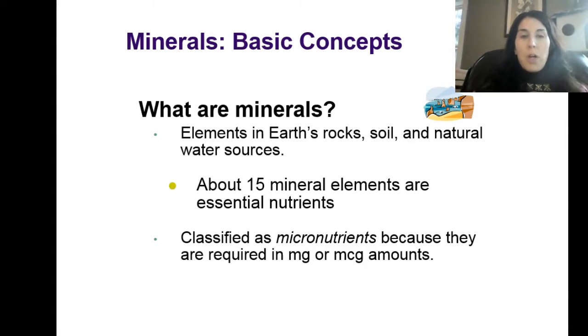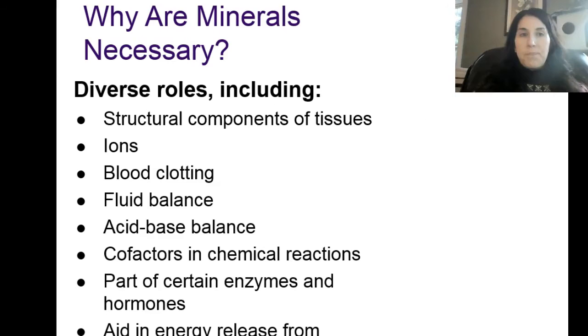So minerals are found in the Earth's rock, soil, natural water sources, wells, and there's approximately 15, and it depends on your source and how you count them, that are considered essential. And we call them micronutrients versus macronutrients because we measure them in micrograms or milligrams. And of course, we measure macronutrients, carbohydrate, protein, fat, in terms of grams.